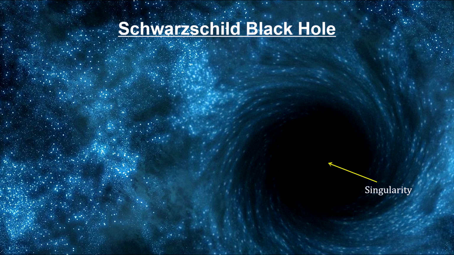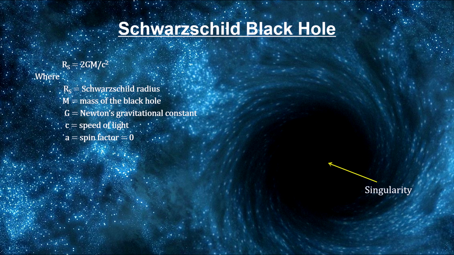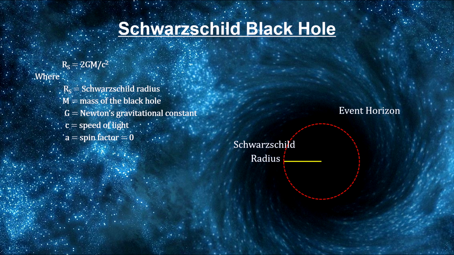In 1916, Karl Schwarzschild, contemporary of Einstein, solved his equation for the special case of a non-rotating sphere. He found that although the diameter of the singularity is 0, the radius at which light would be captured depends entirely on the mass of the black hole. This is called the Schwarzschild radius, and it defines the event horizon.